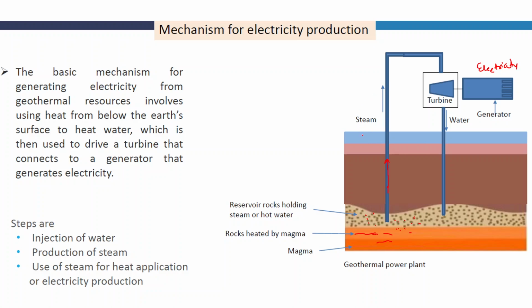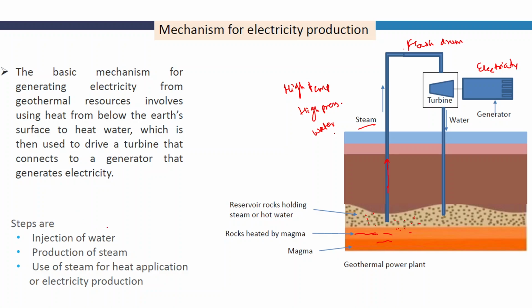Sometimes it is possible that steam is not present. Sometimes high temperature, high pressure water is there. If the temperature is high, but not that high to form steam, only water will be present. Then we can install some kind of flash drum in this system. Here pressure will be released, converting this water into steam, which in turn will be taken to the turbine for the electricity generation by the generator.